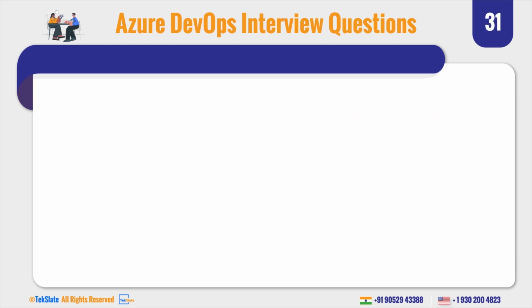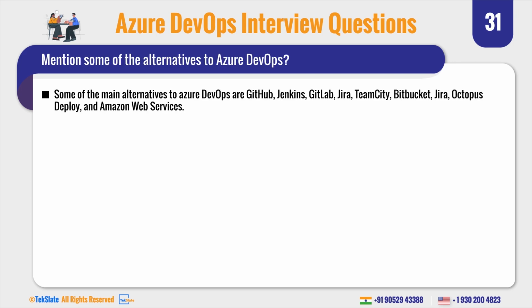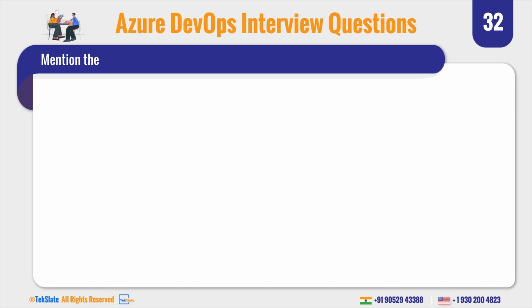The next question is, mention some of the alternatives to Azure DevOps. Some of the main alternatives to Azure DevOps are GitHub, Jenkins, GitLab, Jira, TeamCity, Bitbucket, Octopus Deploy, and Amazon Web Services.